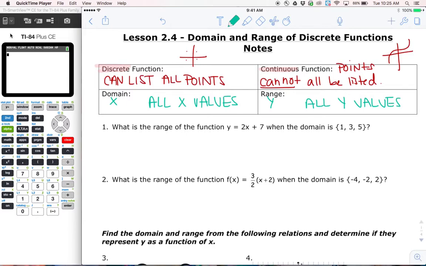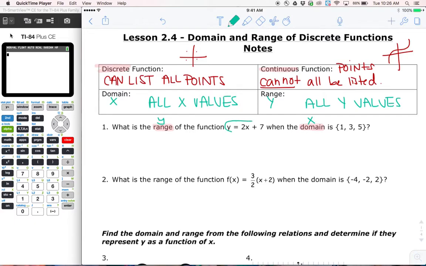So we're going to look at problem number 1 here. What is the range? And I want you to stop. You read the word range. What is range? All the y values. So what are all the y values of the function y equals 2x plus 7 when the domain is, and again, stop. Domain just means x, right? When all the x values are 1 and 3 and 5.